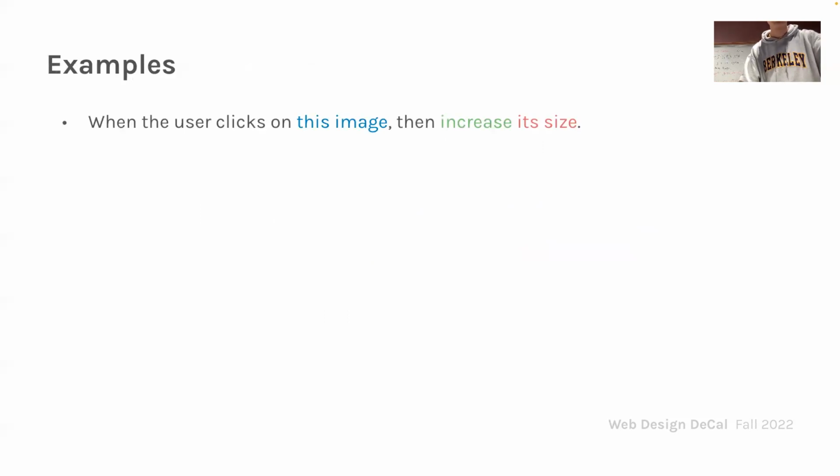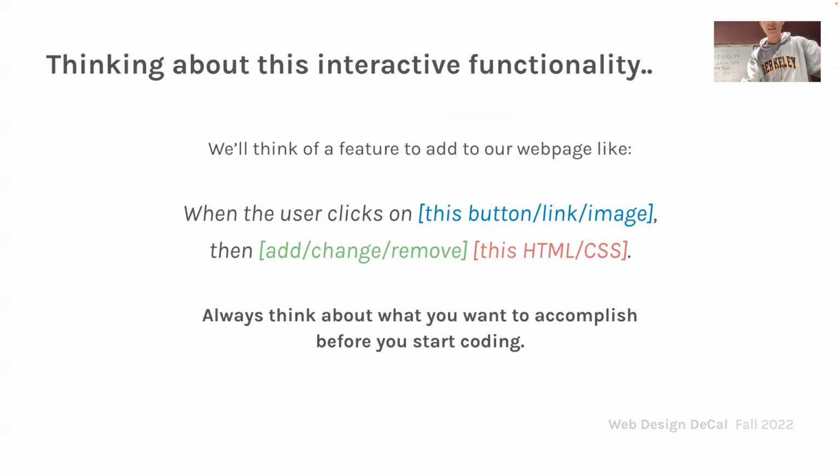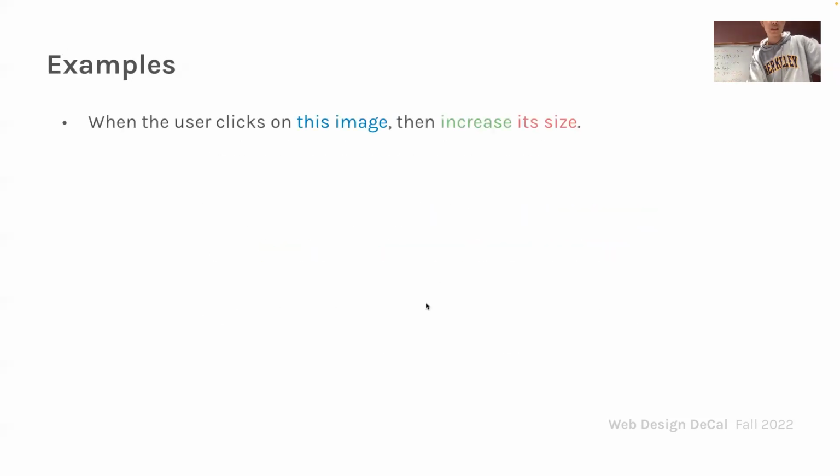Okay, let's walk through some examples. I'll give you the first one, and then there are 3 more, and we'll try to get some participation going. Following the color coding from before: when the user clicks on this image, you want to increase its size. That's the English. But if we want to translate this into how we might implement it with code, increase its size can be translated roughly to changing its CSS width property. You can see how changing that would translate to increasing its size.